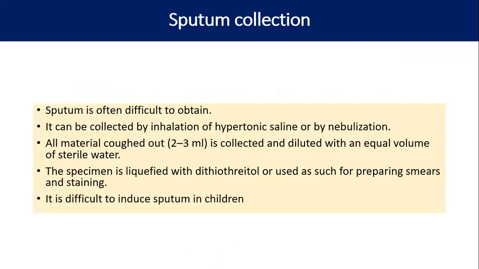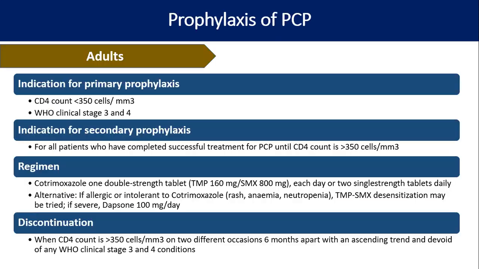Now, sputum collection is often difficult. It can be collected by inhalation of hypertonic saline or by nebulization. All material coughed out, around 2 to 3 ml, is collected and diluted with an equal volume of sterile water. The specimen is liquefied, or as such it can be used to prepare smear and staining. It is difficult to induce sputum in children, in which case we may go for bronchoalveolar lavage.